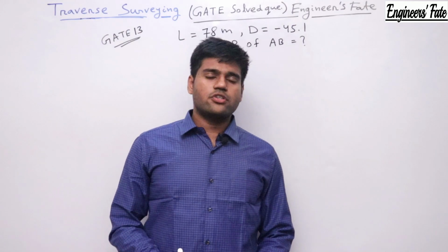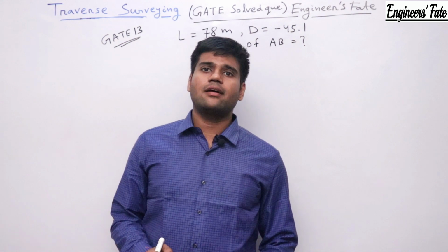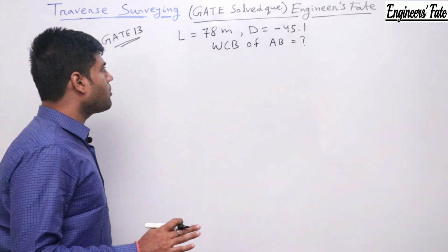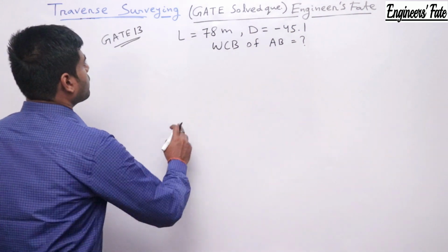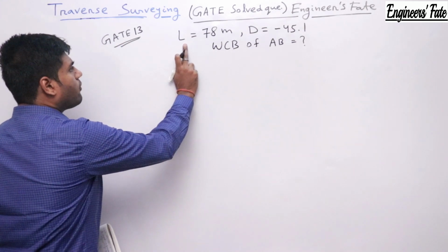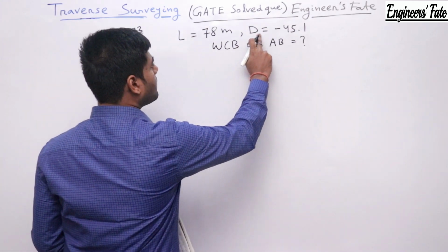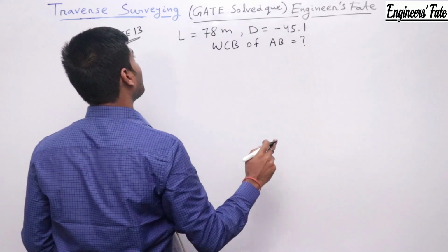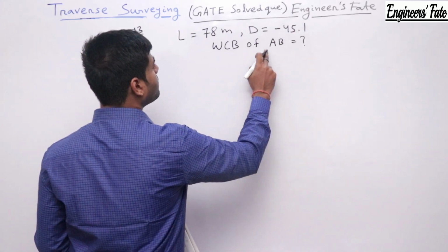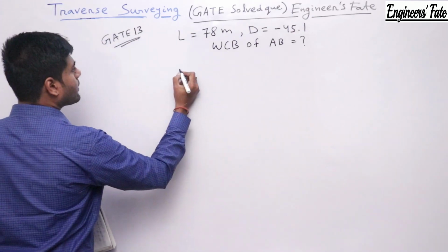So the next GATE question was asked in GATE 13, conducted by IIT Bombay. In the question he has given the latitude of line AB and the departure of line AB, and he asks what is the whole circle bearing of line AB.